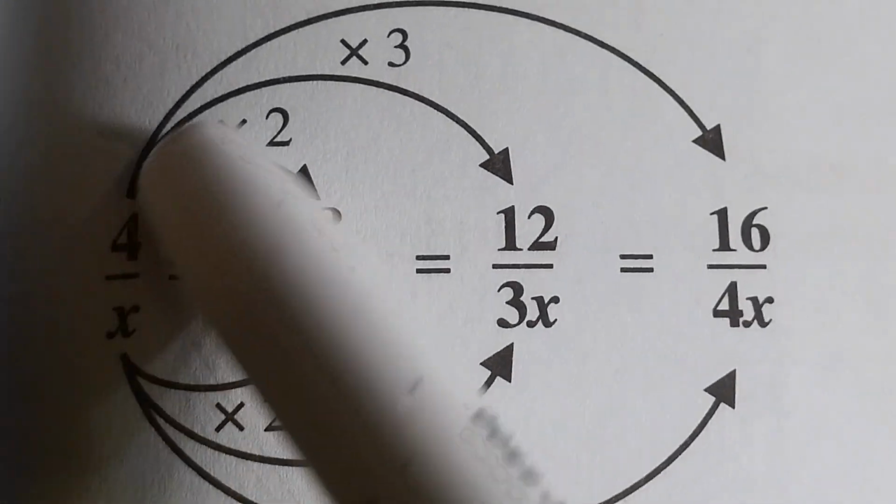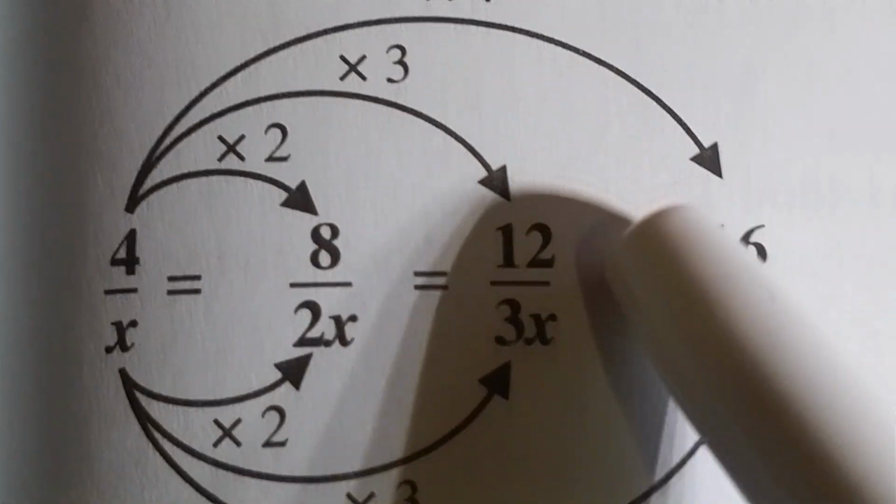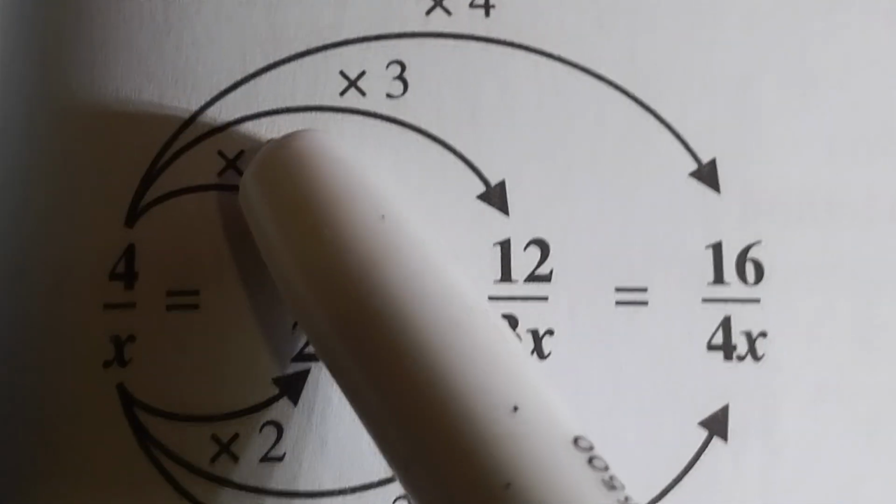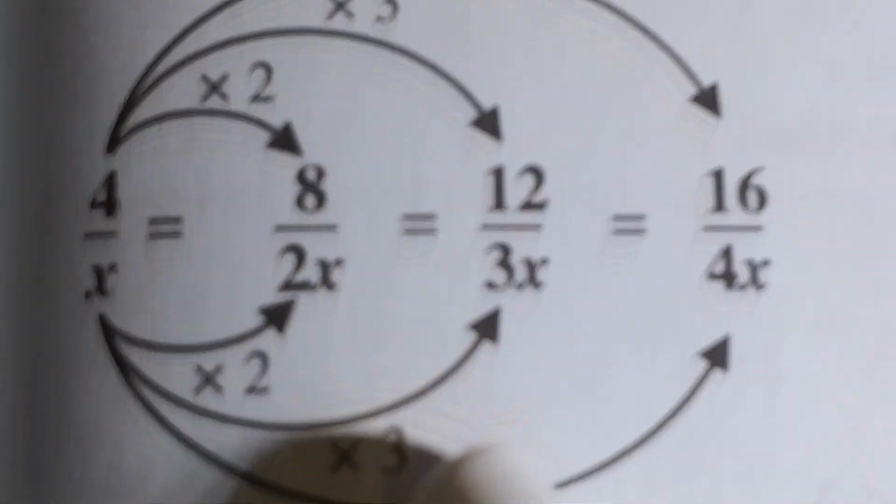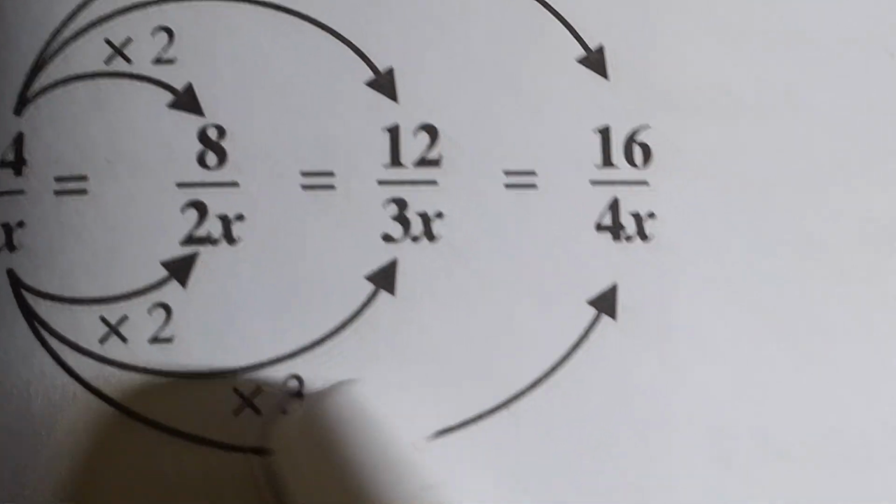But you have seen how the rising comes, okay? How it comes. So multiply by 2, multiply by 3, multiply by 4. Do the same to here. Multiply by 2, multiply by 3, multiply by 4.